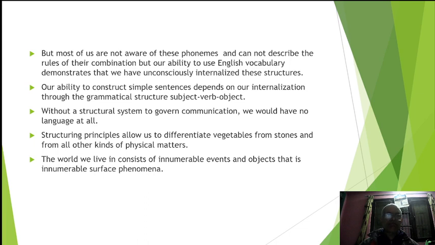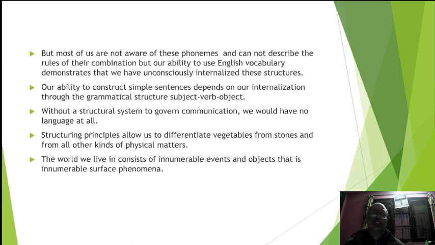But most of us are not aware of these 31 phonemes, and cannot describe the rules of their combination. But our ability to use English vocabulary demonstrates that we have unconsciously internalized these structures. We have already internalized all the underlying structures, the deep structure. We have internalized the language structure in our brain, and we automatically produce those structures.